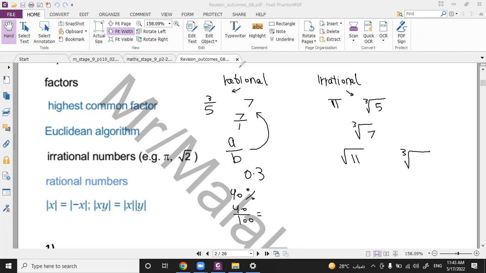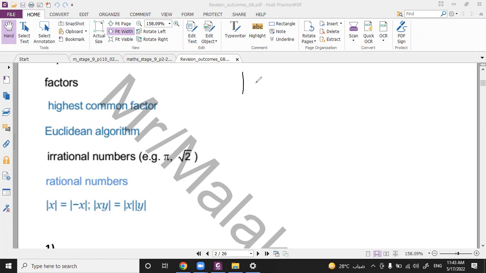I want to ask you now about absolute value. What is the meaning of absolute value of 5, for instance? Its absolute value is the distance between 5 and 0. So what is the distance between 5 and 0? It's 5. So absolute value of 5 is 5.